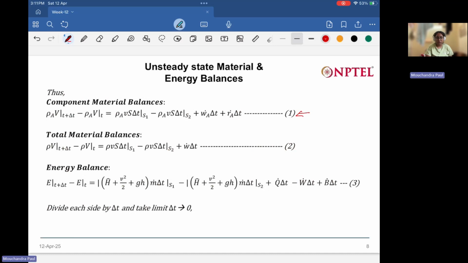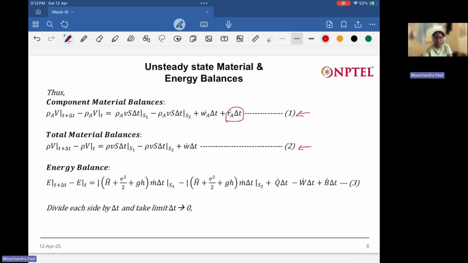Similarly, we can write a total material balance equation, meaning we are not considering one component at a time, a single component material balance, but the overall one. Here you can see the only difference is that the reaction term is removed, because the net overall generation and consumption terms cancel each other out.